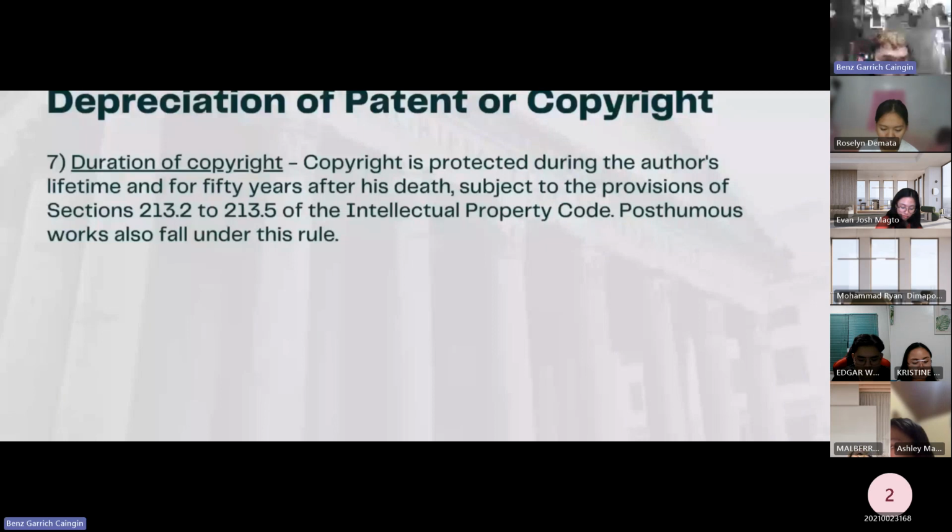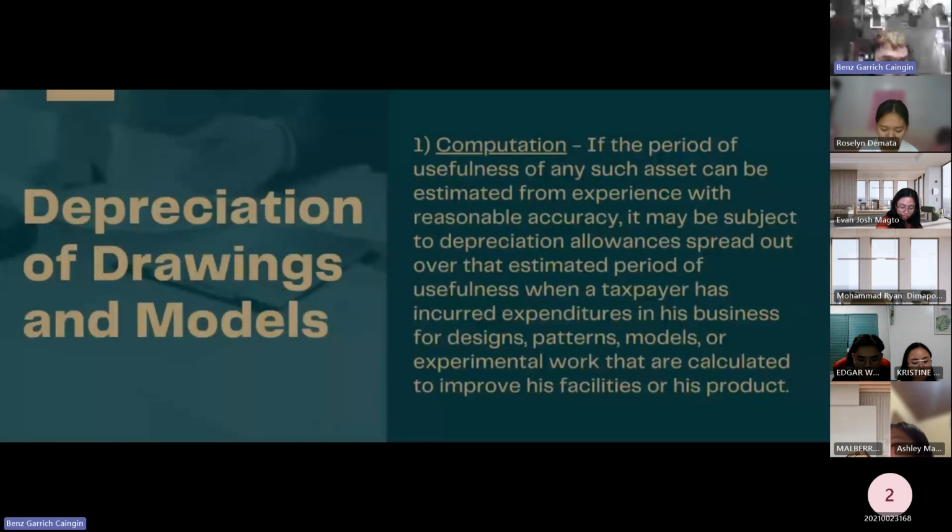If the period of usefulness of any such asset can be estimated from experience with reasonable accuracy, it may be subject to the depreciation allowances spread out over that estimated period of usefulness when a taxpayer has incurred expenditures in his business for designs, patterns, models, or experimental work that are calculated to improve his facilities or his product.